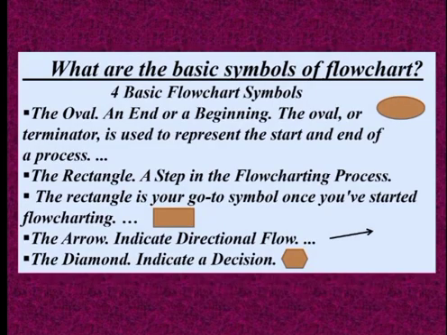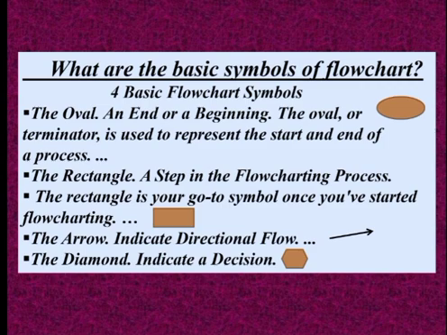Okay. Now, what are the basic symbols of a flow chart? When you are making a flow chart, there are some symbols that are used. If you can see on the screen, you can see the oval shape, the rectangular shape, the arrow and the hexagon or the diamond shape. Okay, so there are four basic flowchart symbols. The oval is an end or a beginning. The oval or terminator is used to represent the start and end of a process.